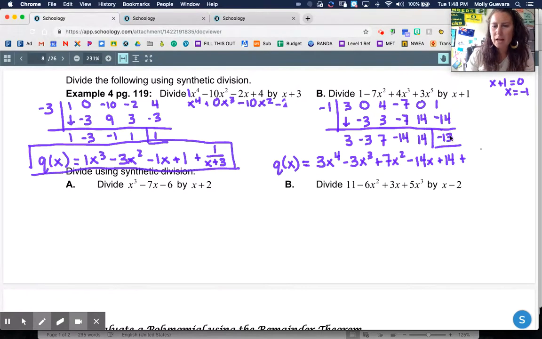And then I'm going to add, and my remainder is -13, so -13 on top. And I divided by x plus 1, so that's what goes on the bottom. That's my remainder. And there's my answer.